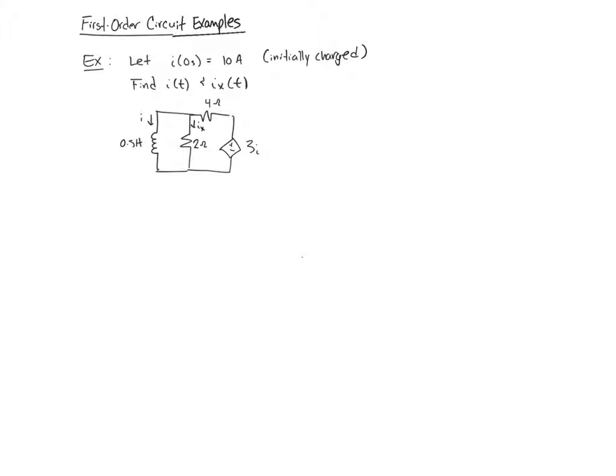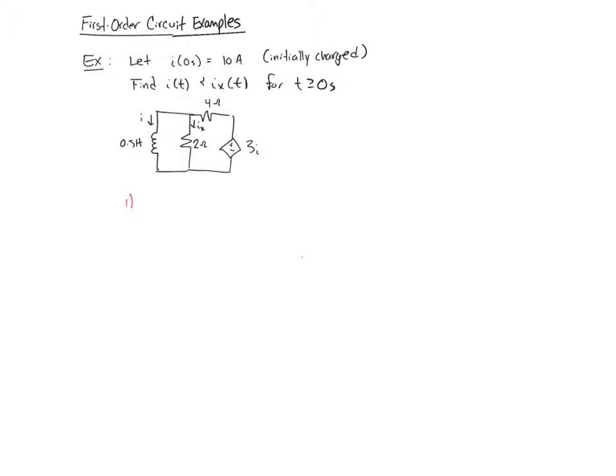In this problem, we have an initial condition that the inductor current is 10 amps at time 0, and we want to find an expression for the current through the inductor for time greater than or equal to 0 seconds, and the current through the 2 ohm resistor for the same time interval. So again, we follow the same procedure for all of these circuits.